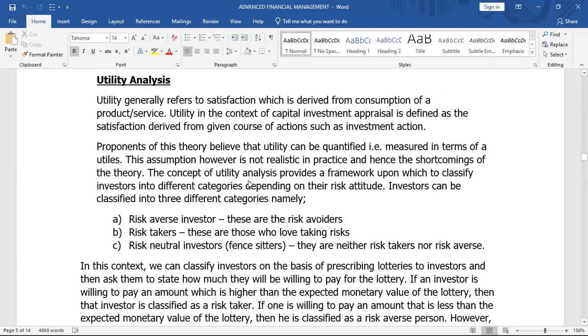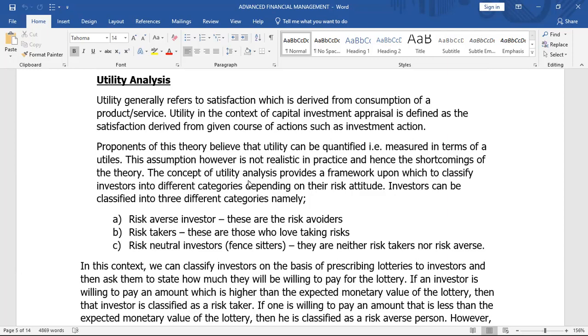Okay. Now, there is only one topic remaining here, and we are discussing the utility analysis. I have given some notes which you can go through, and the notes are already on my screen regarding the utility analysis. Utility generally refers to satisfaction derived from the consumption of our products or services. In the context of capital investment appraisal, utility is defined as the satisfaction derived from a given course of action, such as investment actions.